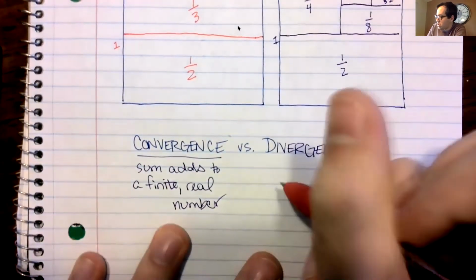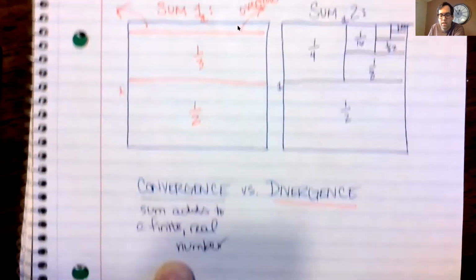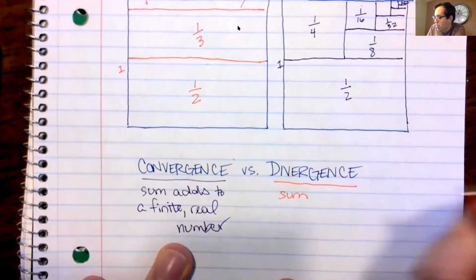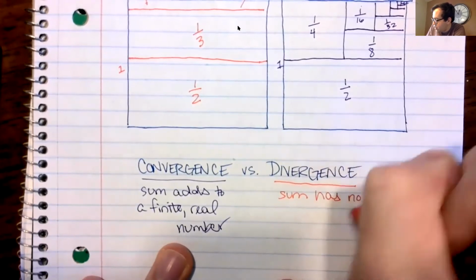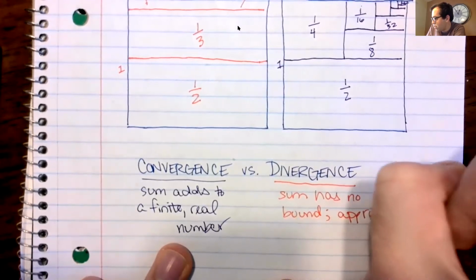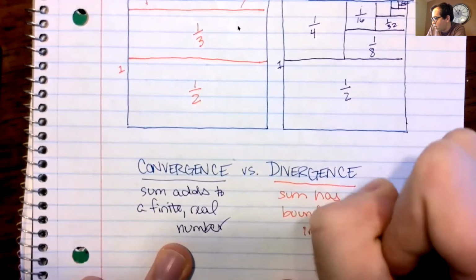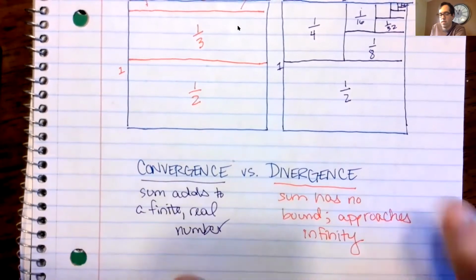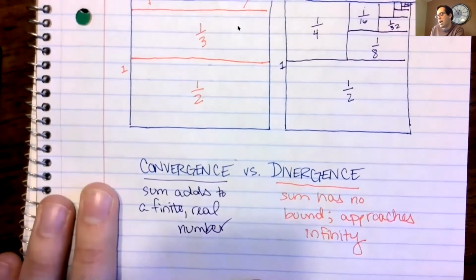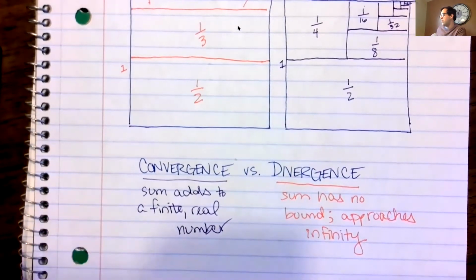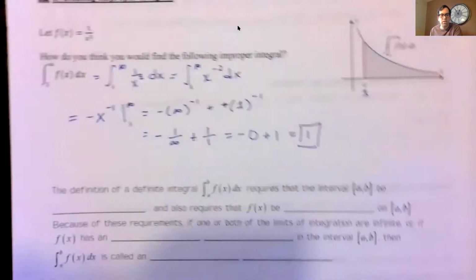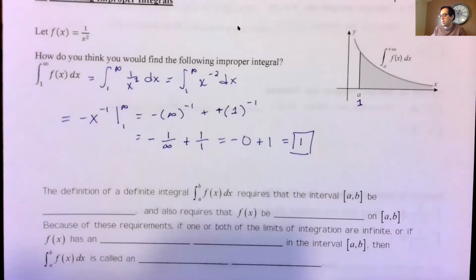While divergence, which was the red one up here, is when a sum does not have a bound, and it therefore approaches infinity. And again, even though we're talking about adding fractions together, it still applies to the idea of an integral area as well, as we are looking at in our notes today. So that's a little bit of a preview.